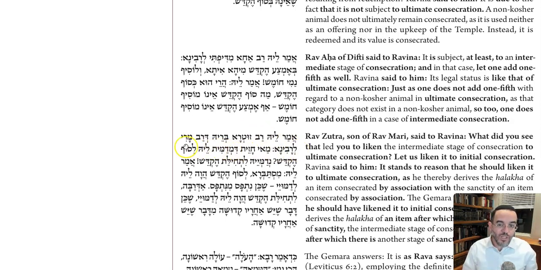Amar le, rav zutra brei d'ramari l'ravina, mai chazit de medamit le, lesof hekdesh, ne dameye letchat hekdesh. Rav Zutra, son of Mari, asks Ravina, why? Why did you compare the middle, B to C, to the end, C to D, and say you don't have to add a fifth surcharge? Why don't you compare B to C to A to B and say that you have to add a fifth surcharge in the middle step also, just like at the beginning?